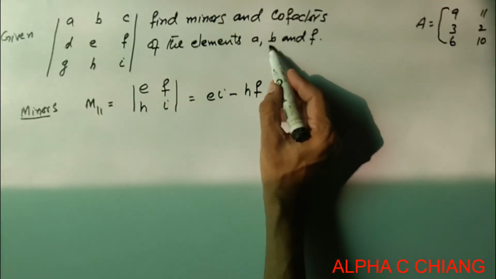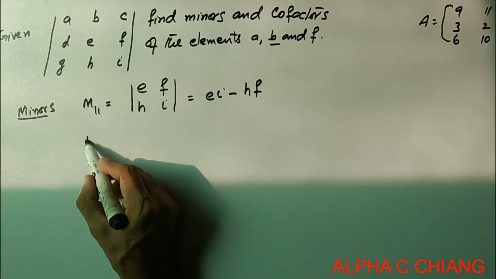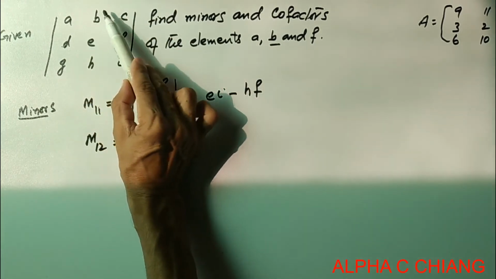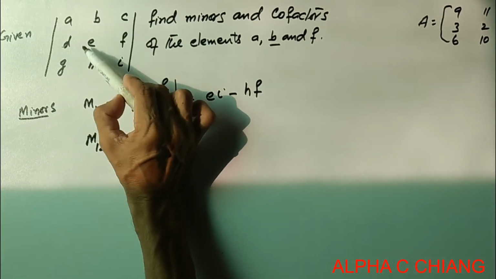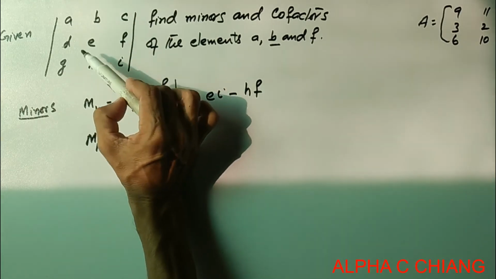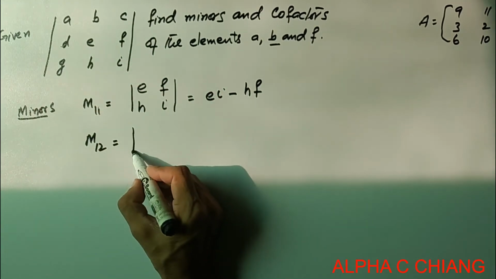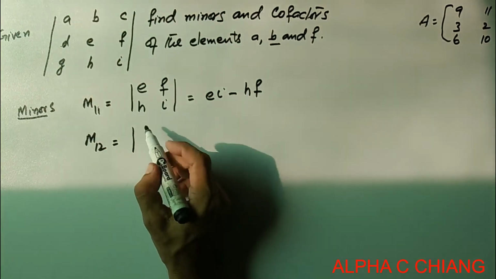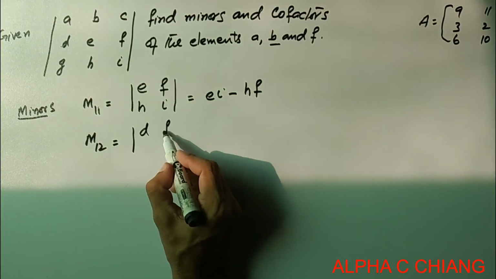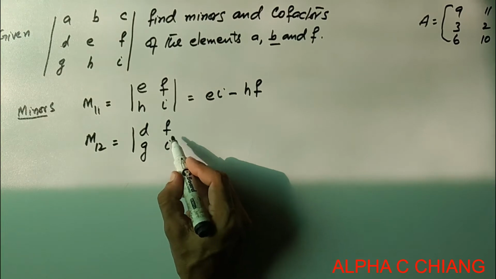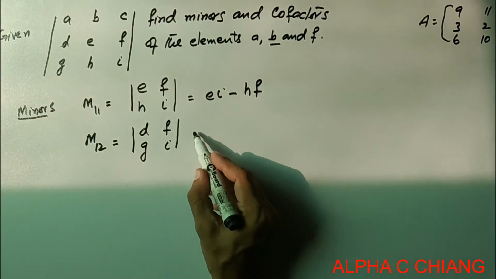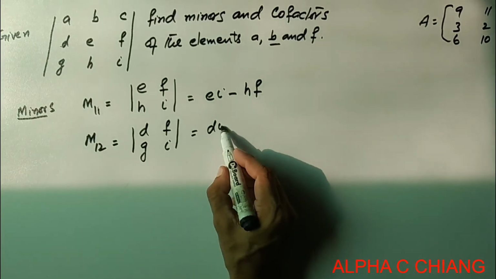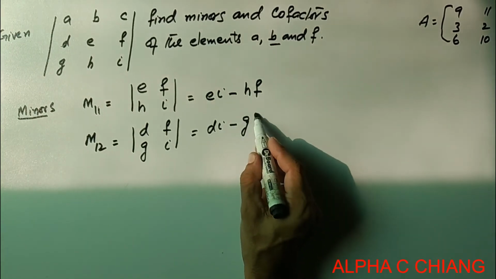Now the element B, minor M12. Here it is 12 because it is the first row and second column. We leave the first row and second column, so the remaining are D, F and G, I. Now we can solve the subdeterminant, that is DI minus GF.